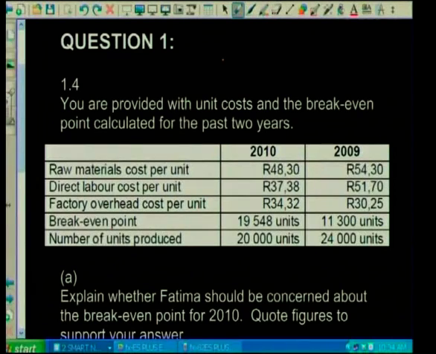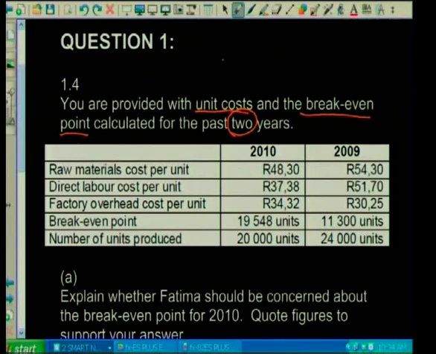Okay, almost done with this question. We've done the production cost statement. We're now moving on to our calculations where we're going to be looking at break-even cost. Our next question: you are provided with unit cost and the break-even point calculated for the past 2 years. So they've given us the break-even point, it's already calculated. And we've got unit cost for the past 2 years.